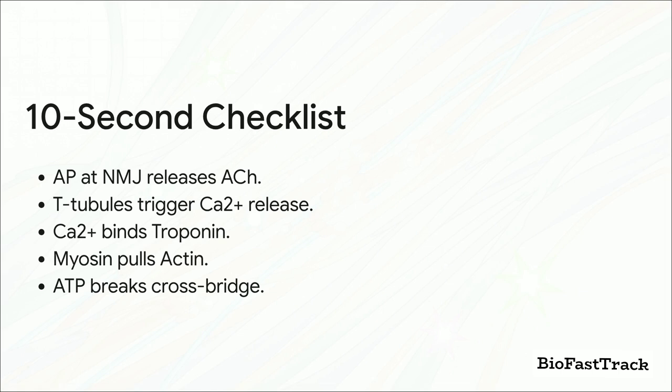Signal arrives, acetylcholine crosses the gap. The electrical wave opens the calcium lockers. Calcium unlocks the troponin tropomyosin door. Myosin reaches up, forms a cross bridge, and pulls. And finally, ATP comes in to break the bridge and reset the whole system. If you can write out these 5 basic steps, you're going to absolutely crush any long answer question on this topic.